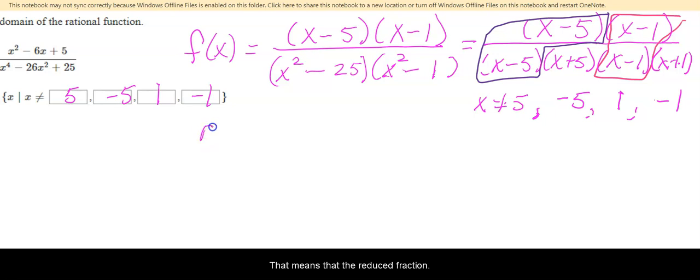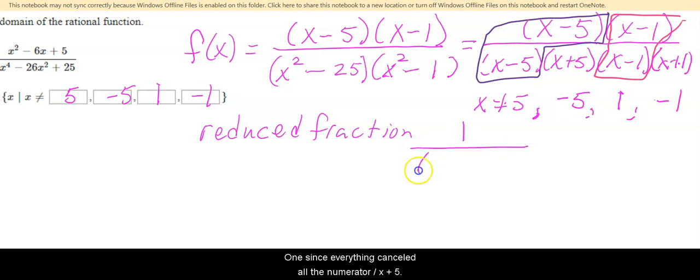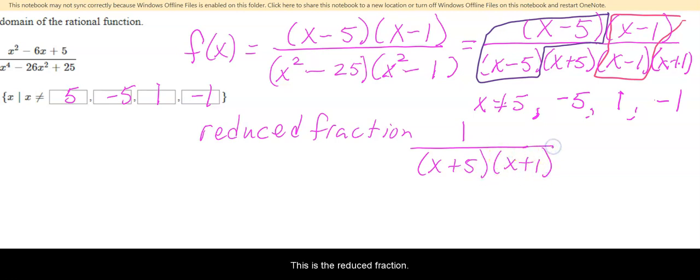That means that the reduced fraction for f will look like 1, since everything canceled out of the numerator, over x plus 5 and x plus 1. This is the reduced fraction. Now, what effect will this have on the graph? I know that I still had to throw out 5 and I still had to throw out 1, but they've canceled because their factors were also present in the numerator. When a factor cancels and disappears completely from the denominator, it becomes a hole in the graph.